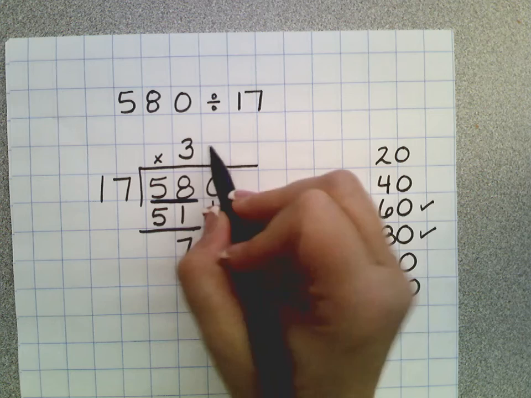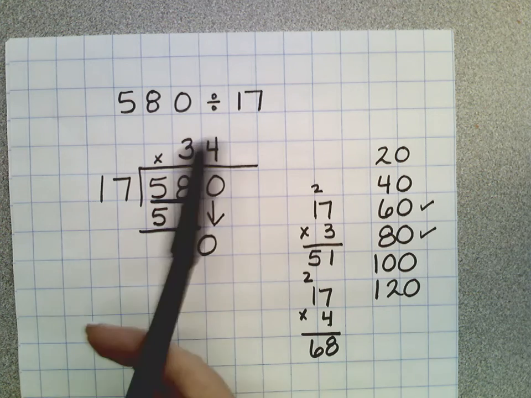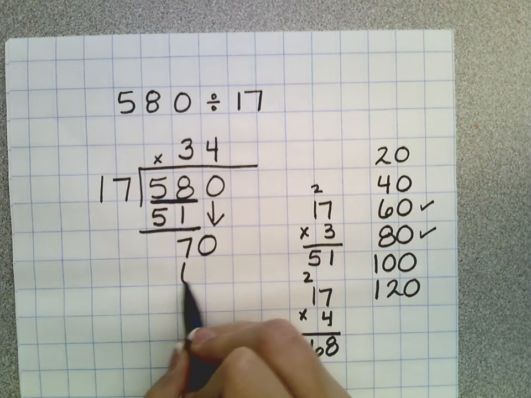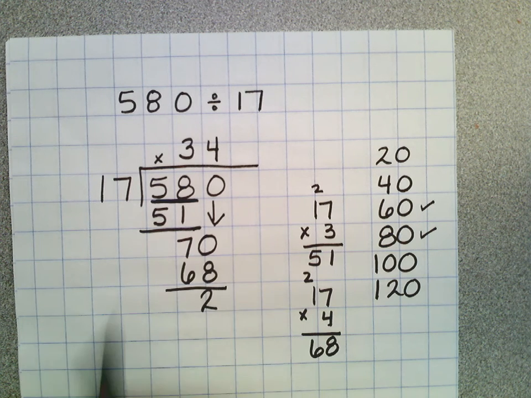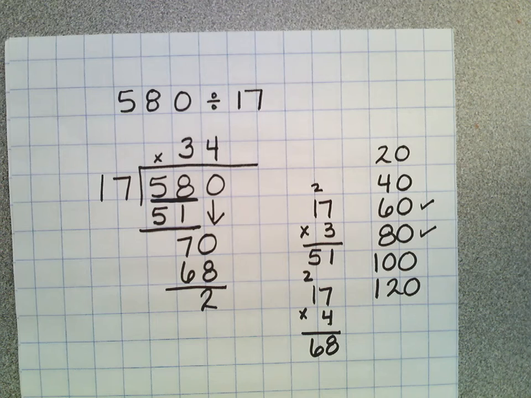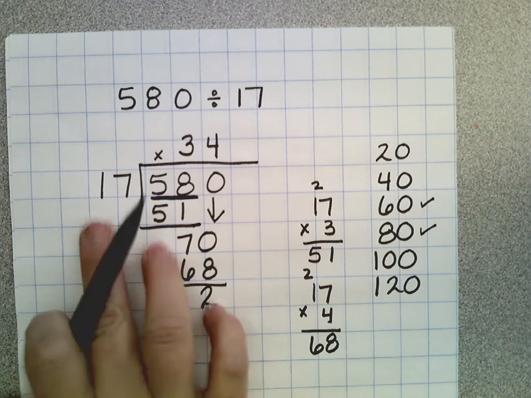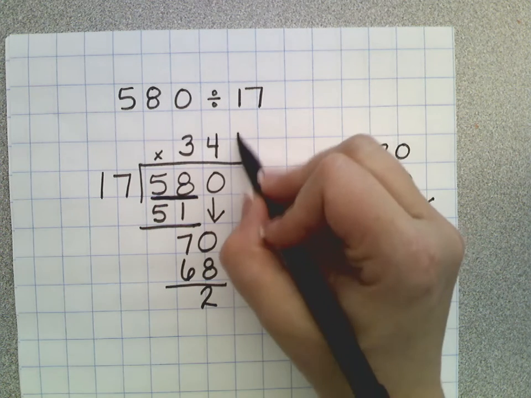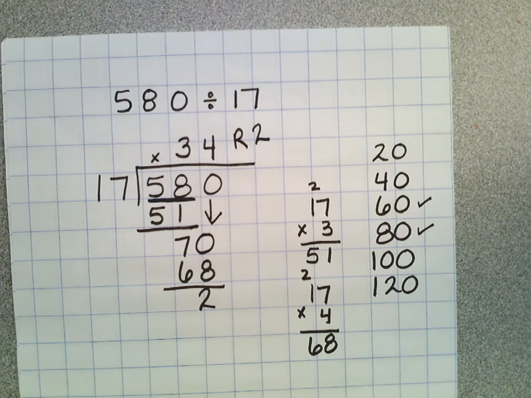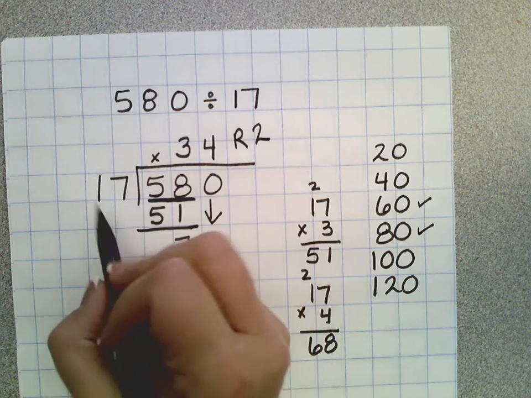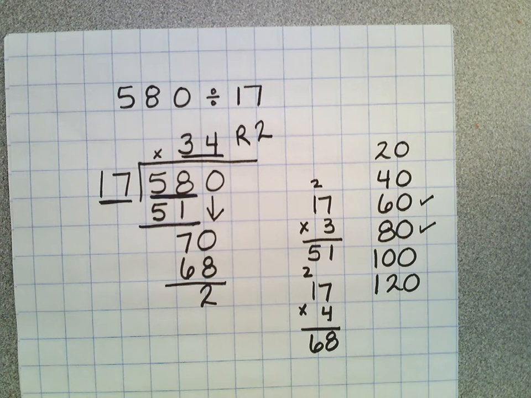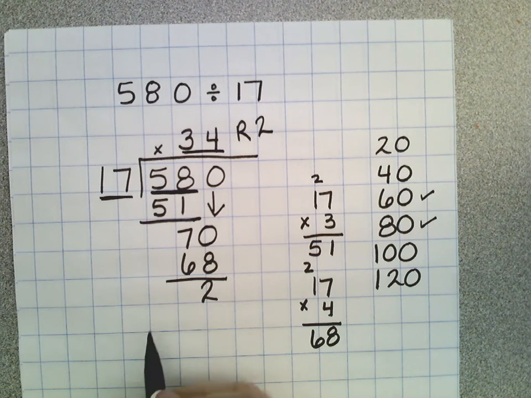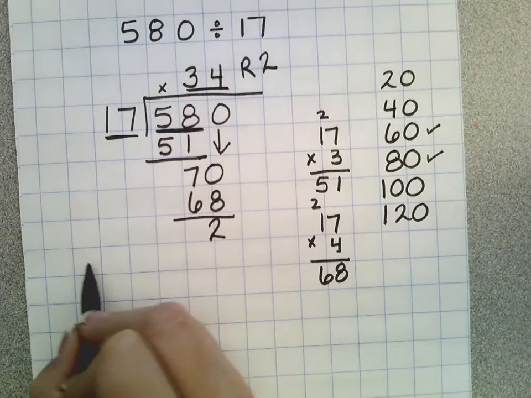So we're going to do times 4. The 4 goes up. 4 times 17, we already did it, it's 68. Subtract, I get 2. There's no other numbers to bring down. 2 is less than 17, so 34 remainder 2 looks pretty good. So now I'm going to check my answer. In order to check my answer, we know that I need to do 17 times my quotient 34.